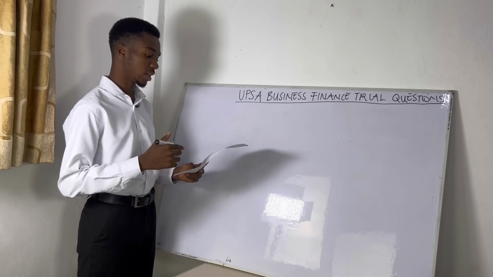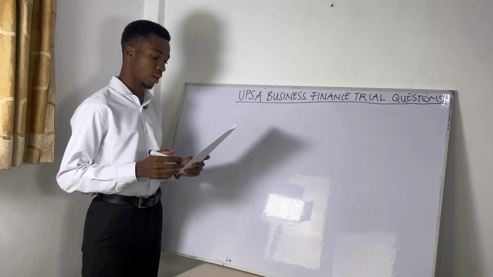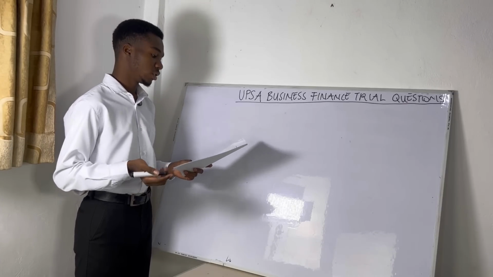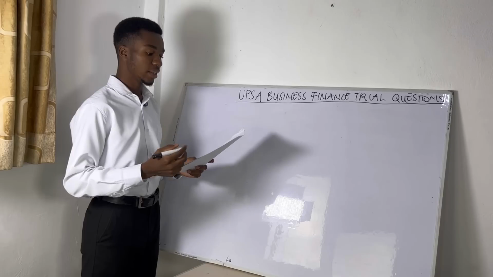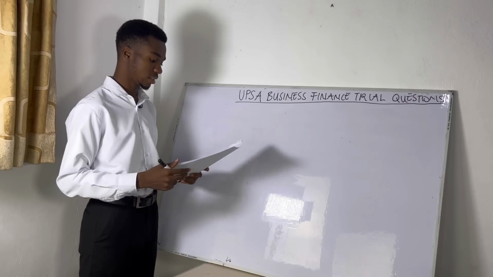So the company wants to undertake an investment, which are two different investments, project X and project Y. But they want to see which one would be better for them to undertake. And then the finance director thinks that the one with the higher NPV should be taken, whilst the managing director is arguing that the one with the highest IRR should be taken. And the question is asking us to find the NPV and the IRR and whose point is valid. So let's take a look at it.